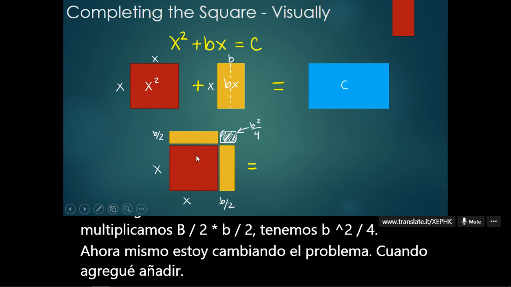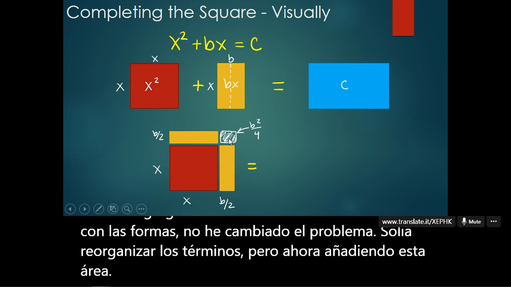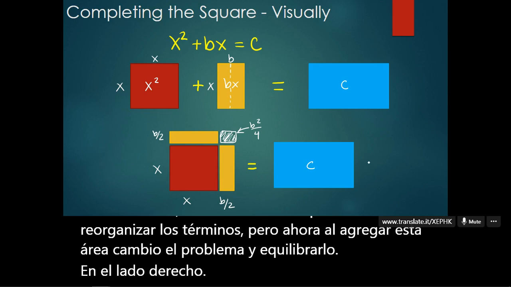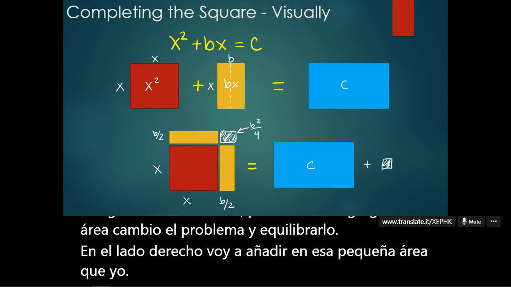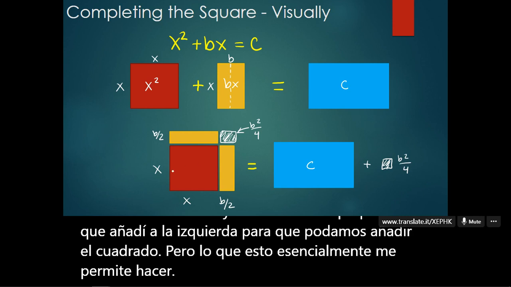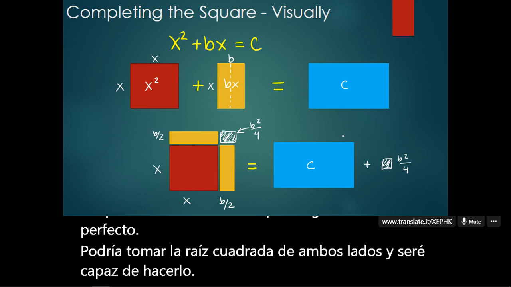So far with the shapes, I haven't changed the problem. I just rearranged the terms. But now by adding this area, I do change the problem. And to balance that out, on the right-hand side, I'm gonna add in that little area that I added on the left. So we can add b squared. But what this essentially lets me do is, now that I have a perfect square, I could take the square root of both sides, and I'll be able to solve for x in both solutions.